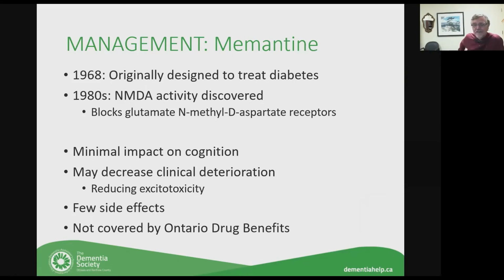The last medication that is used as a quote-unquote treatment for dementia is memantine. What's remarkable about this medication, it was discovered in 1968 and was actually meant to treat diabetes. In the 80s, we discovered that it actually activates receptors in the brain. And that's where the idea came to use it for cognition. The reality is that there's not a lot of data that confirms the positive impact of memantine.